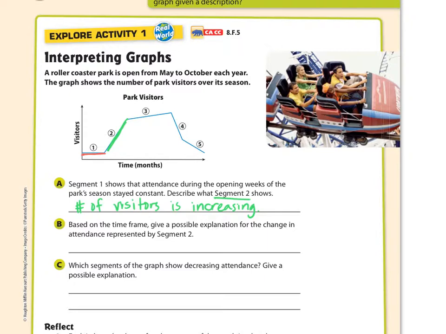So every day or whatever for that month, they're getting more and more people. Okay, part B says, based on the time frame, give a possible explanation for the change in attendance represented by segment 2. So what is happening, or we know what's happening, but why is this happening? Why is it going up here? Why did it stay constant here, and why is it going up here? And so there's a number of correct explanations we can come up with.